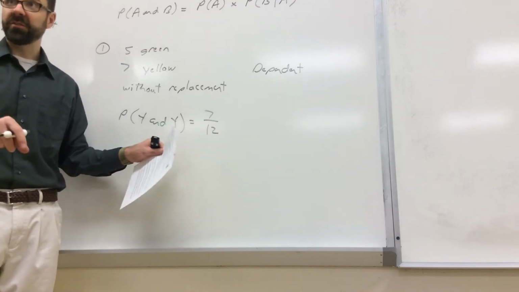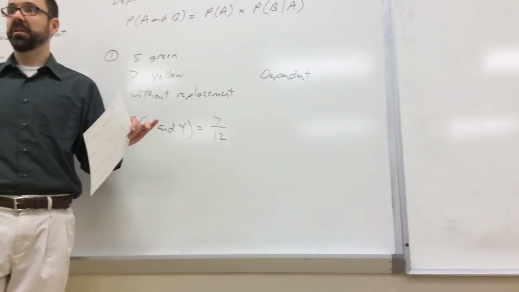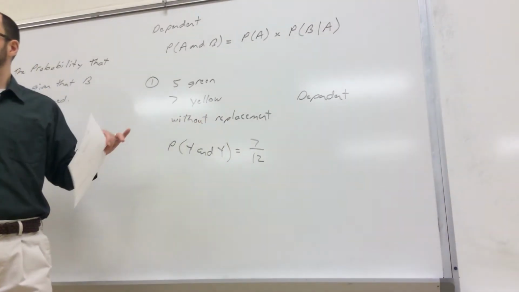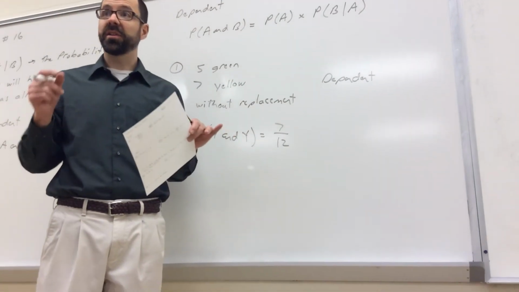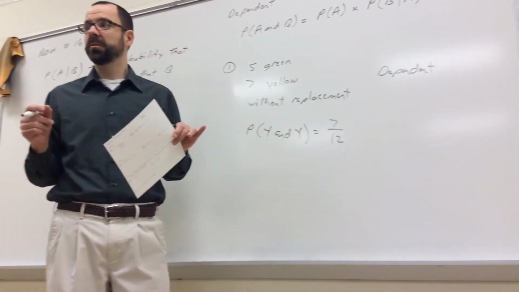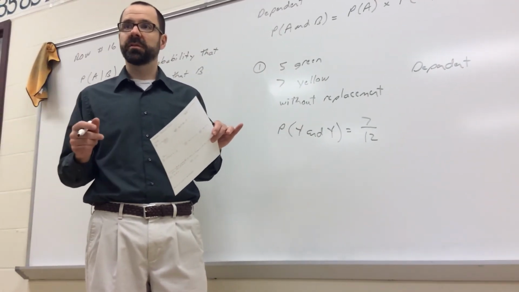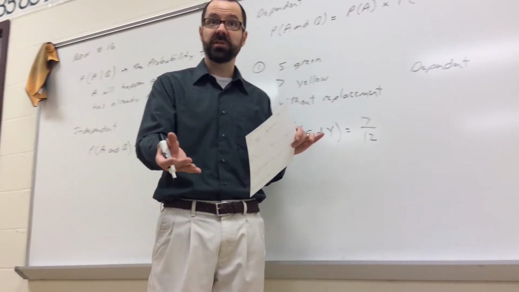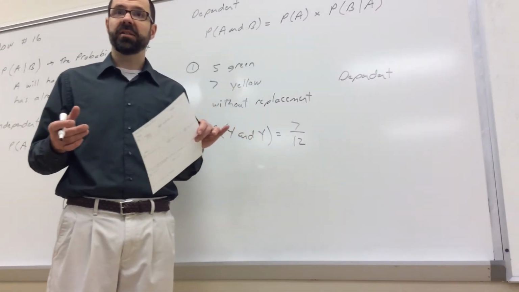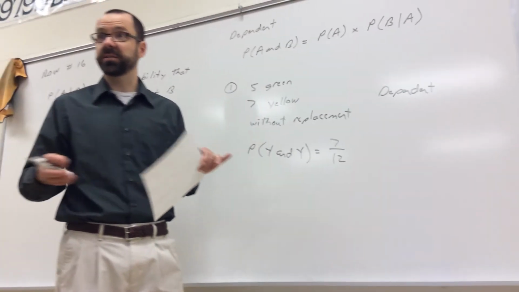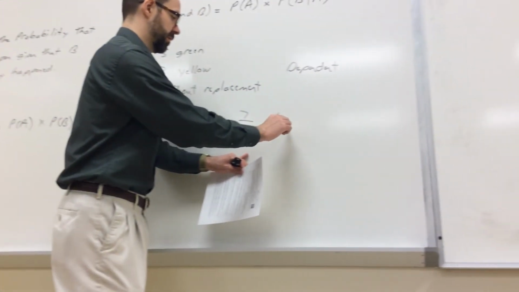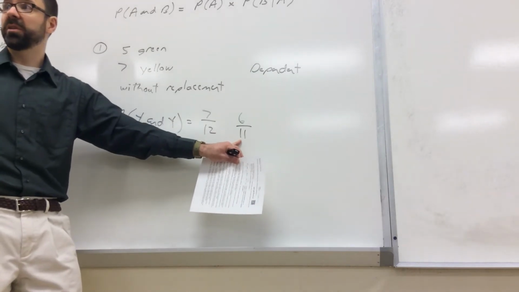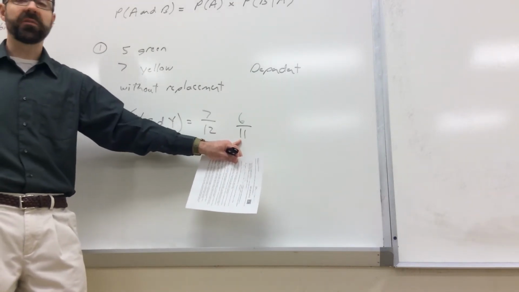Okay, so then you take, let's say you did get a yellow, and you're not putting it back because it's without replacement. Then what are the chances of getting a yellow the next time? Yeah, Judah? 6 out of 11. Good, because there's only 6 yellow left in the box, and there's only 11 pencils left in the box.